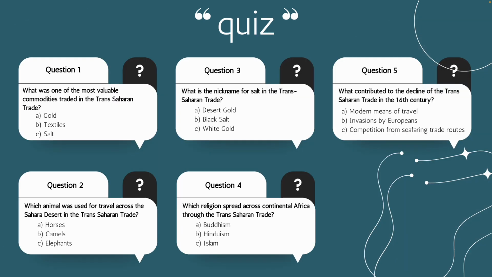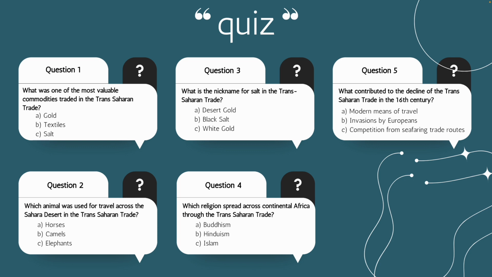So, quiz! Question 1. What was one of the most valuable commodities traded in the Trans-Saharan trade? A. Gold. B. Textiles. C. Salt. Question 2. Which animal was used for travel across the Sahara Desert in the Trans-Saharan trade? A. Horses. B. Camels. C. Elephants. Question 3. What is the nickname for salt in the Trans-Saharan trade? A. Desert gold. B. Black salt. C. White gold.